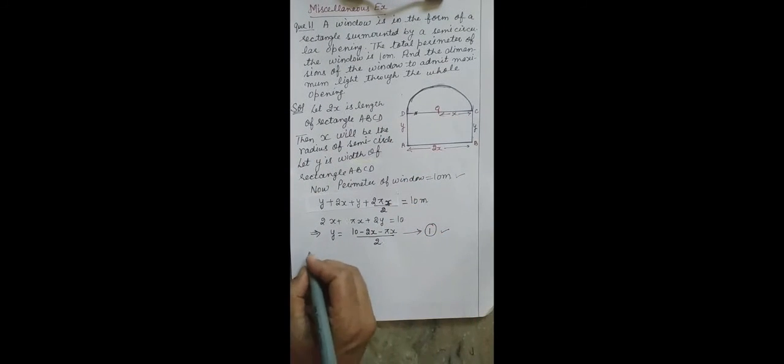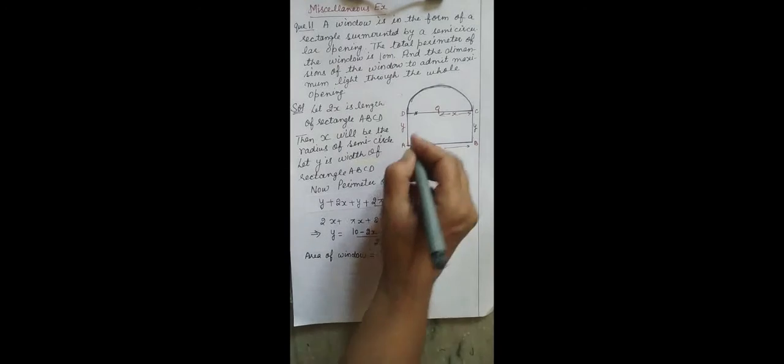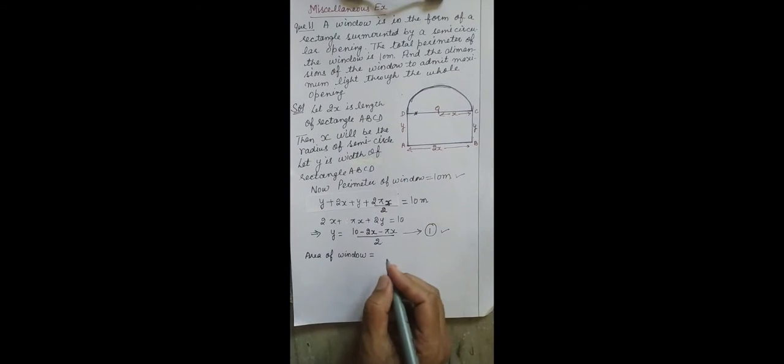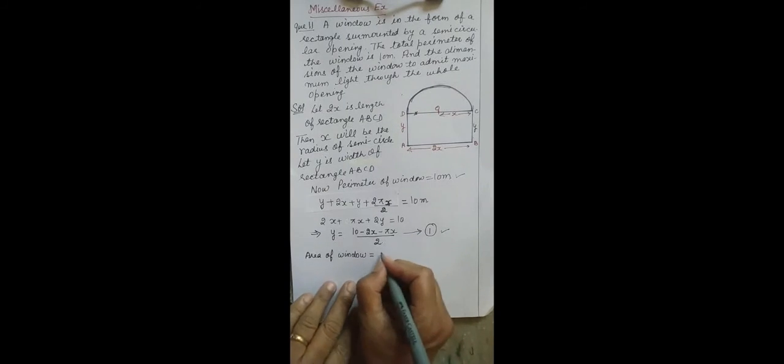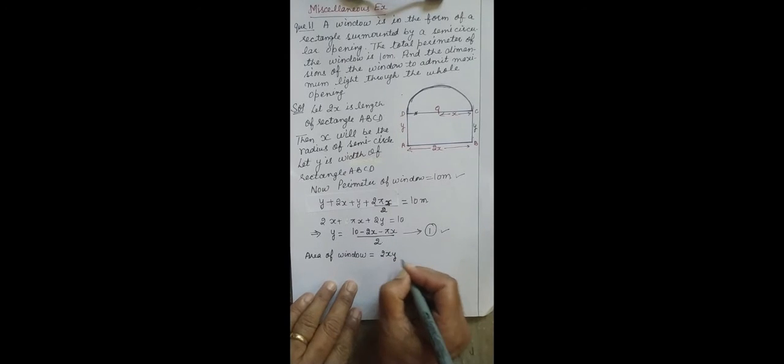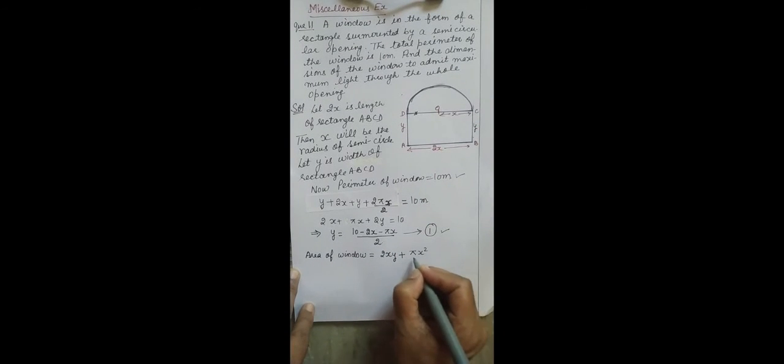Now I have to maximize the area of this window. So let me find the area of the window. The area of the window will be equal to the area of the rectangle plus the area of the semicircle. The area of the rectangle is length into breadth. In this case the length is 2x and the breadth is y. Then plus the area of the semicircle, which is half of the area of the circle. The area of a circle is pi r square, and r is x, so it is pi x square divided by 2.